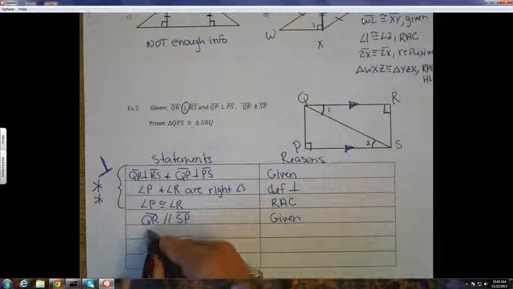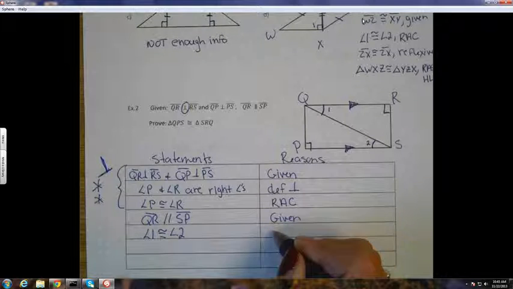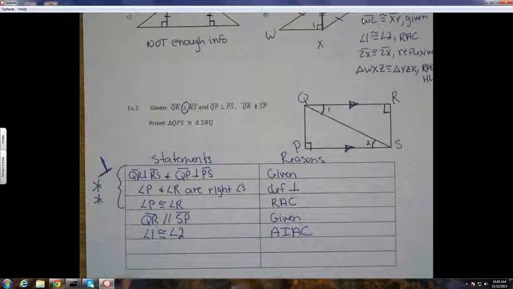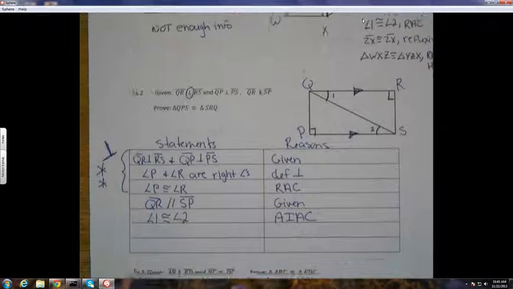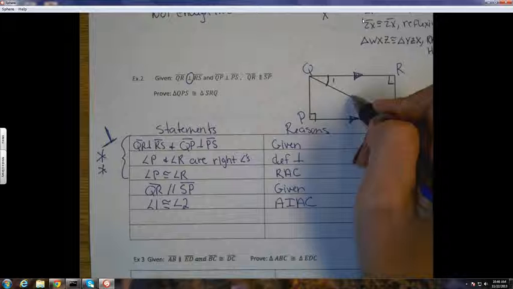So angle 1 is congruent to 2 by reason? AIAC, alternate interior angles congruent. Okay, we got 2 congruent parts. Where's the third congruent part at? You cannot do another angle. Oh, you could do third angles, but that won't help us out. QS is congruent to itself. QS to QS.